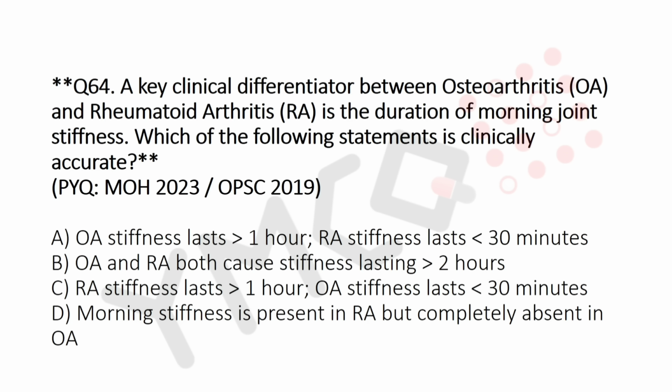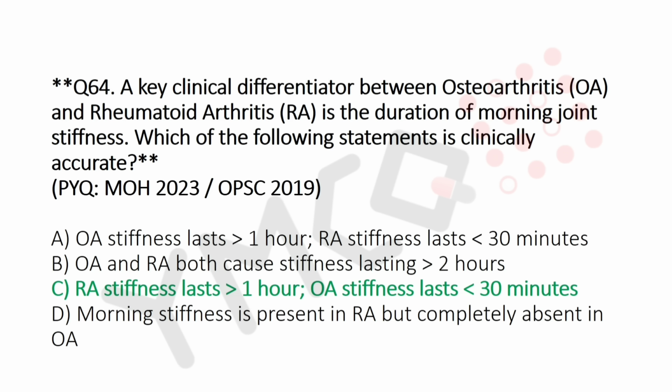And the answer is option C, RA stiffness lasts greater than 1 hour, OA stiffness lasts less than 30 minutes. Rheumatoid arthritis is a systemic inflammatory disease, so patients wake up incredibly stiff for over an hour. Osteoarthritis is mechanical wear and tear. They might be stiff for 10 to 15 minutes, but they loosen up quickly once they start moving. Okay? Now let's move to question number 65.